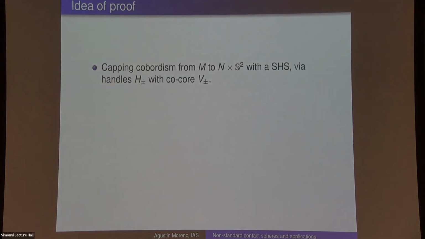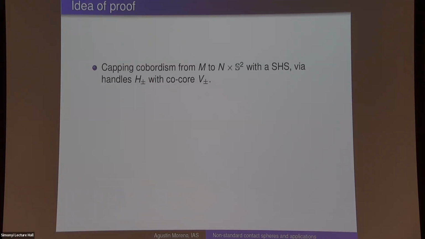Okay, so let me, as I said, give you an idea of the proof. The way that you go about this is you start with your convexly decomposed manifold, and then you can do one of these capping cobordisms, which were studied by Zhou and Kruger and Mendel. So you can blow down each of the V plus and V minus sides. So you have a cobordism to the dividing set times the two sphere.